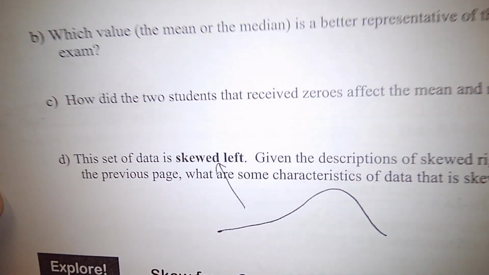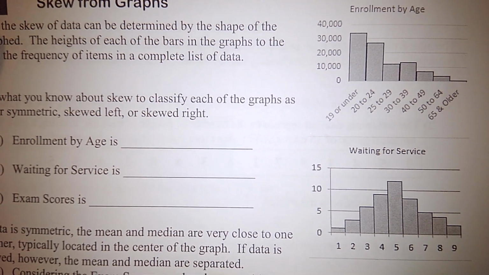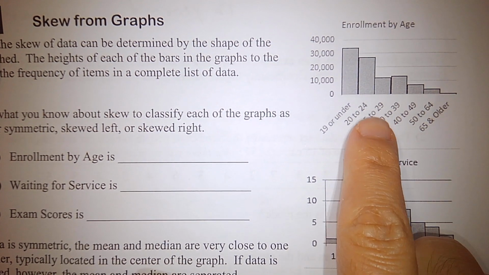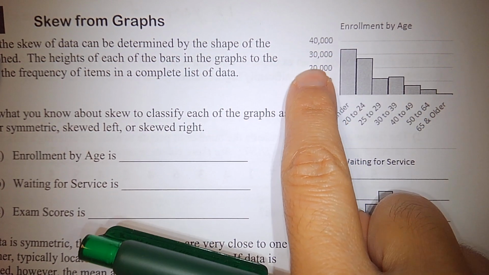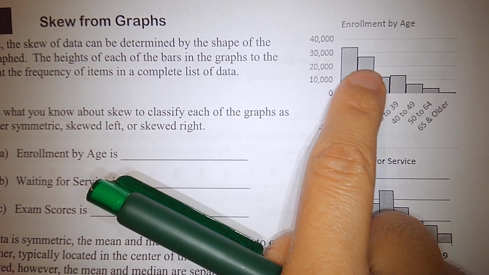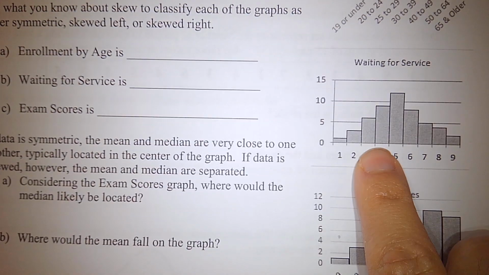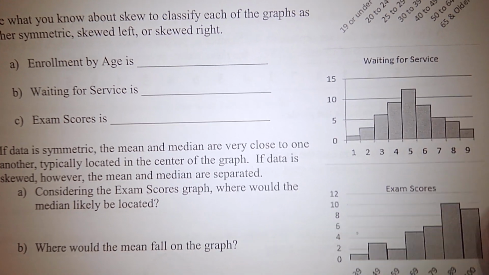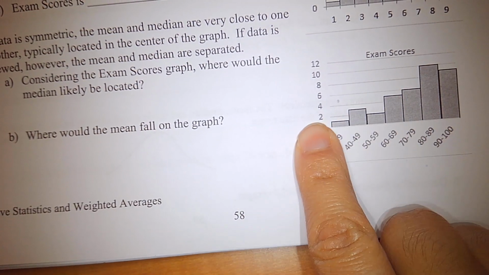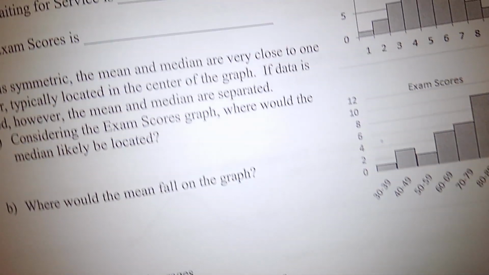Everybody clear about the concept of the skew? All right, now you can tell from the three graphs on the right. The first one, what do you think? Skew left or skew right? Tail on the right, right? And then this second one looks like what? Symmetrical. The third one looks like what? Skew left. You guys? Alright.